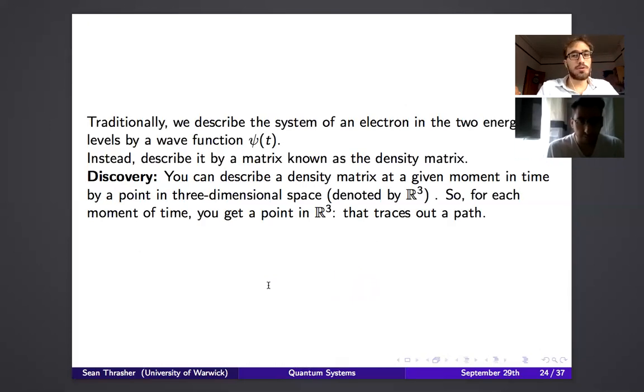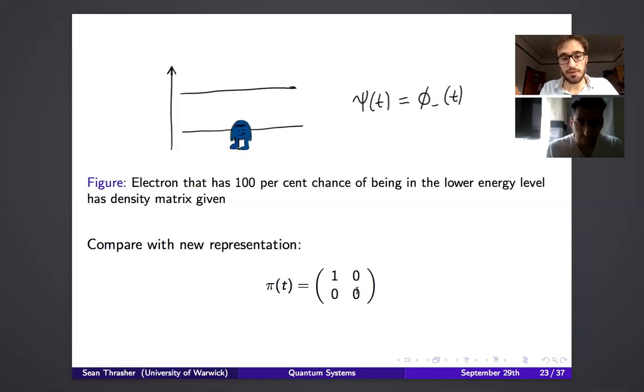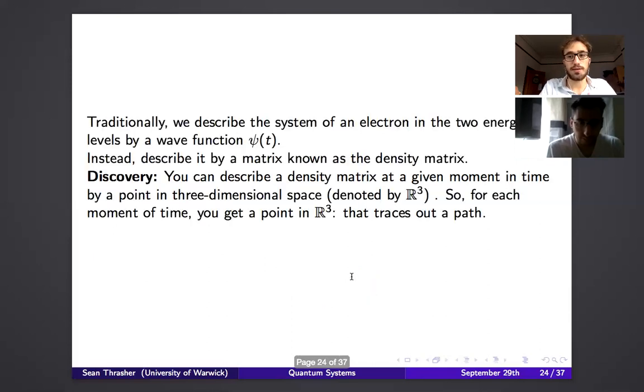Okay, so up to this point, we said that traditionally you describe the system of the electron in the two energy levels by a wave function, but instead you can describe it by a matrix, which is known as the density matrix. And this density matrix has got certain properties to it. Notice if I add up the diagonal elements, I get 1. That's, for example, one of the properties that it must have.